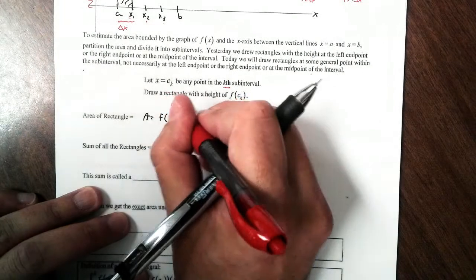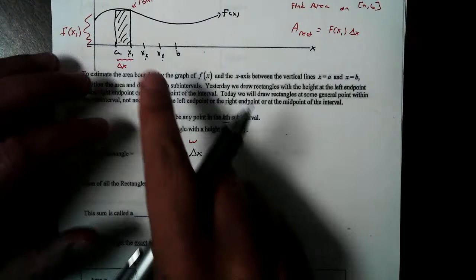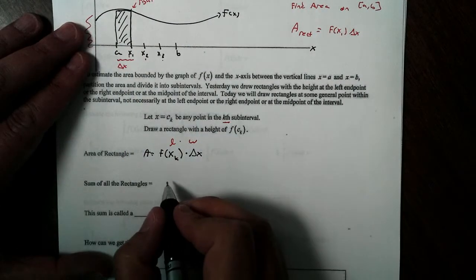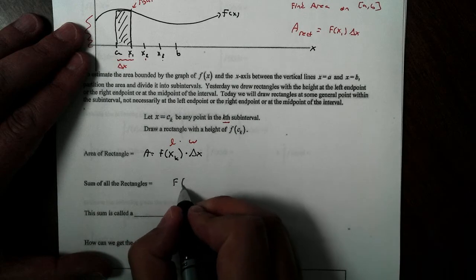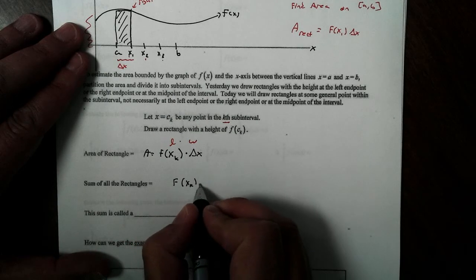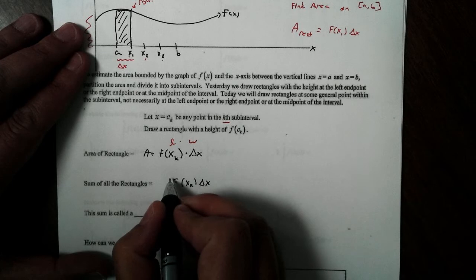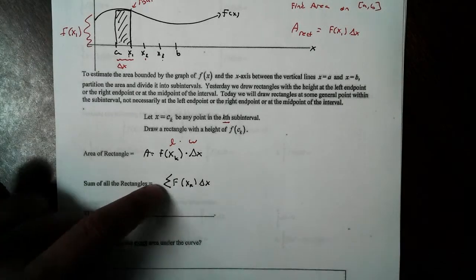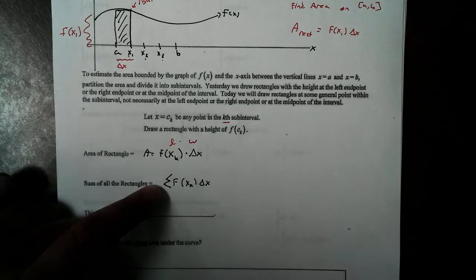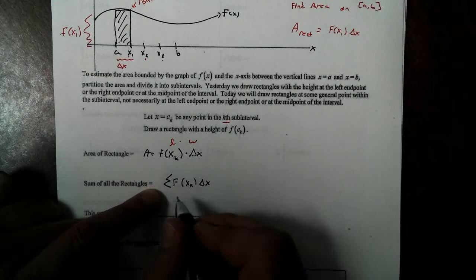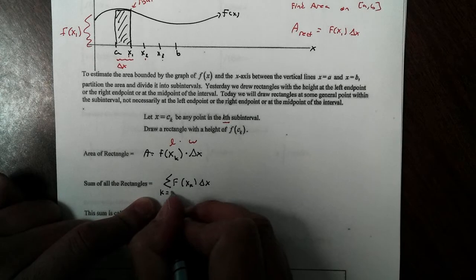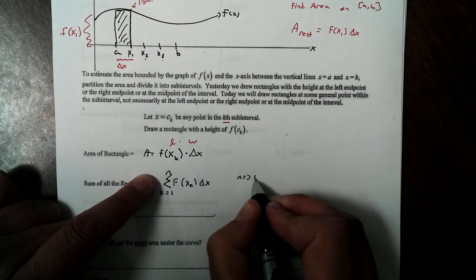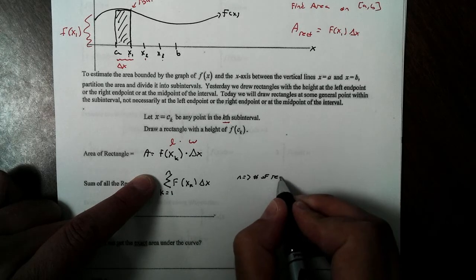Remember, we get that by length times width. But remember, we have more rectangles, so we're going to add them all up. So to get the sum of all the rectangles, we are going to get that one rectangle, delta x, and then we're going to add them all up. Now you might remember from pre-cal, we use this Greek letter sigma for a sum. It means a summation, where k goes from 1 to n, where n, of course, is the number of rectangles.